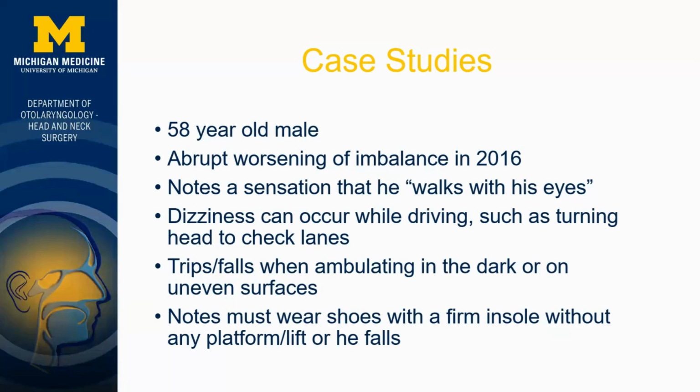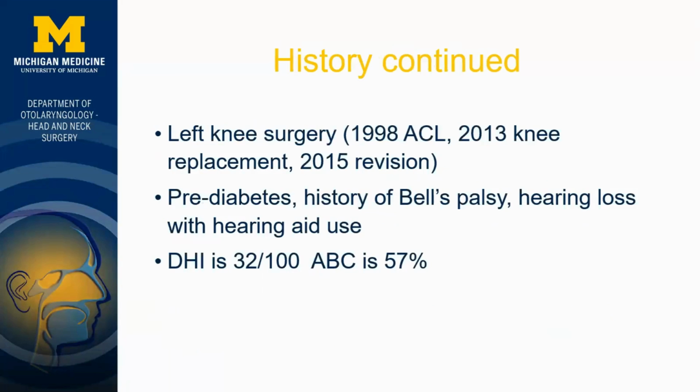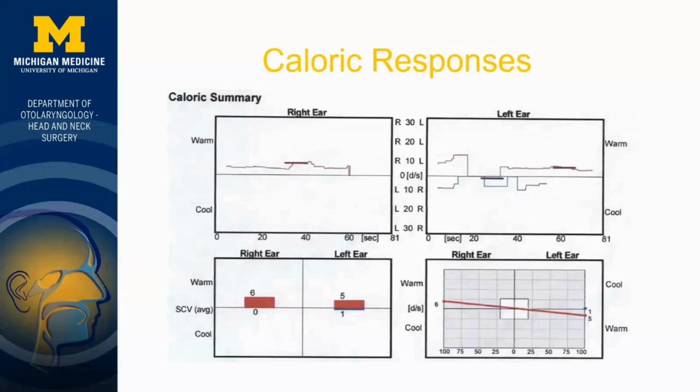He's mentioning oscillopsia. He trips and falls when ambulating in the dark or on uneven surfaces. And then he notes that he must wear shoes with a firm insole without any platform lift or he falls. So he really needs that proprioceptive information. He has a history of left knee surgery, prediabetes, remote history of Bell's palsy, and he has hearing loss with hearing aid use. His DHI is 32 out of 100, so that's the dizziness handicap inventory, and that's right in the range for a peripheral function. And his ABC is 57%. That's below the 67% cutoff to consider him at risk for falls.